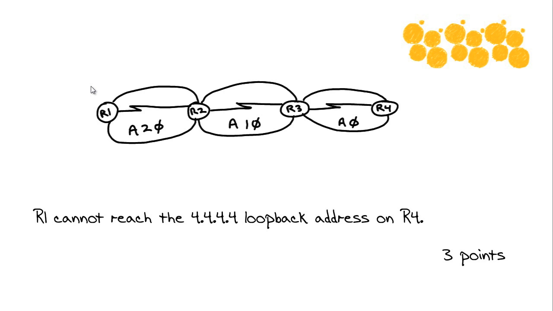R1 cannot reach the 4.4.4.4 loopback address on R4. So they've given us a ticket that involves a subset of our overall 28, 32, 40, doesn't matter how many devices in our troubleshooting section. This ticket, they clearly make it apparent that we're dealing with R1, R2, R3, and R4. R1 here cannot reach a loopback address of quad 4 on the R4 device.